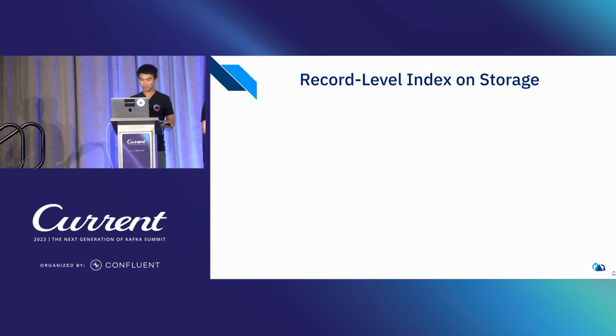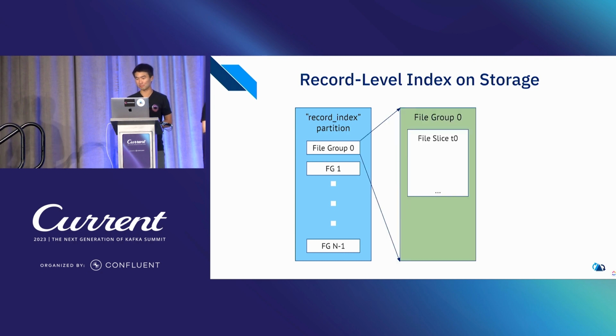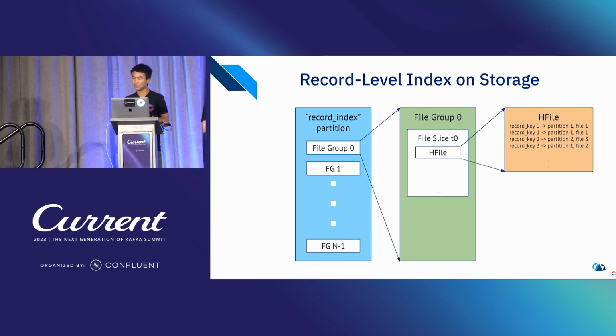So now let's look at how record level index metadata is organized on storage and how read and write works. As already mentioned, the record level index is stored in the record index partition in the metadata table with multiple file groups, just like a normal Hudi table. Each file group contains multiple file slices, and the latest file slice reflects the latest snapshot. Given that the metadata table uses HFile, the HFile in this case contains the key to value pairs of the record key to location mapping.